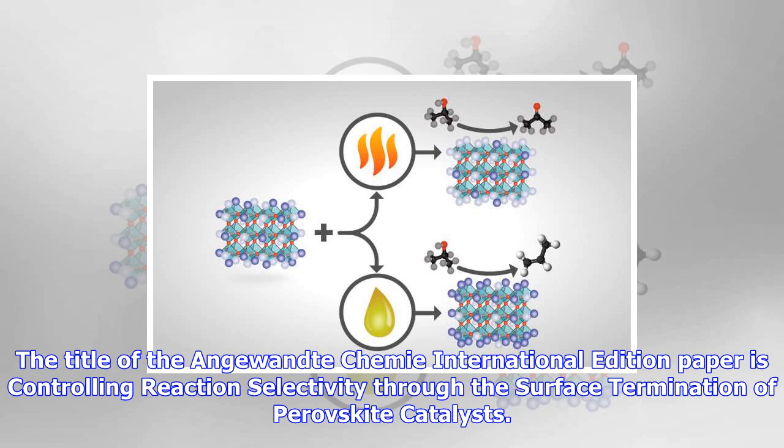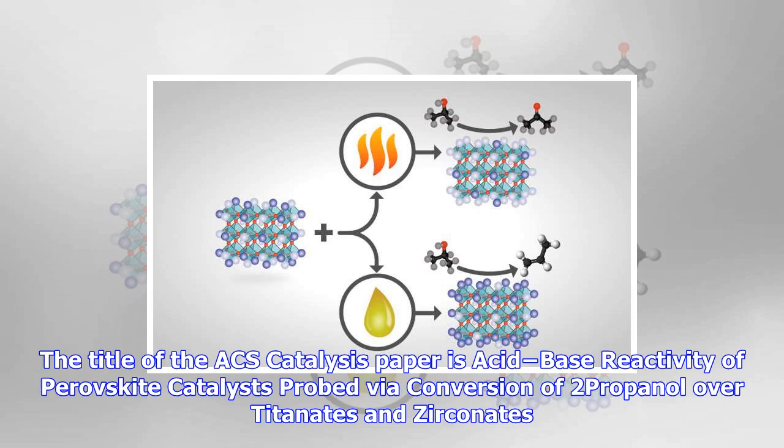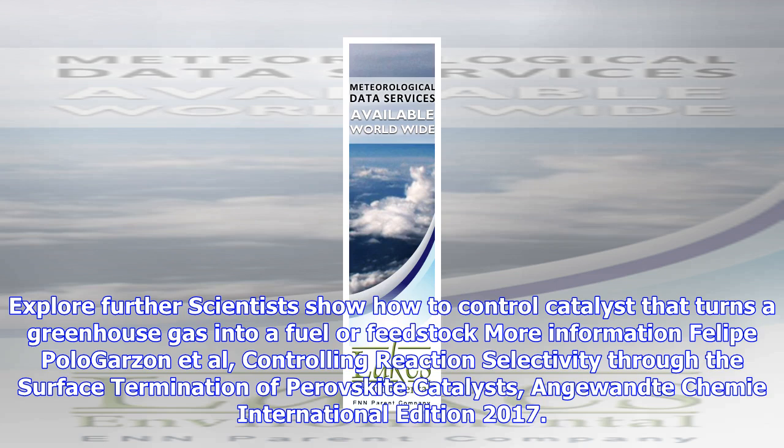The title of the Angewandte Chemie International Edition paper is "Controlling Reaction Selectivity Through the Surface Termination of Perovskite Catalysts." The title of the ACS Catalysis paper is "Acid-Base Reactivity of Perovskite Catalysts Probed via Conversion of 2-Propanol over Titanates and Zirconates." Explore further.